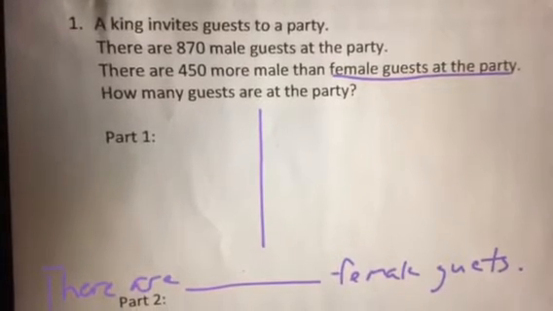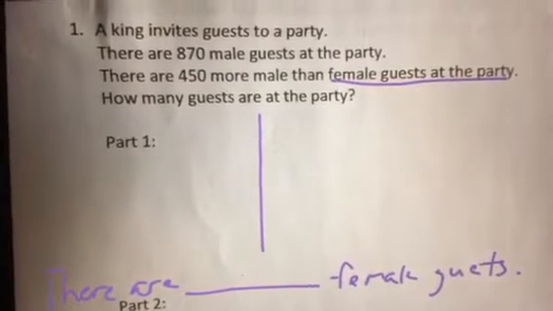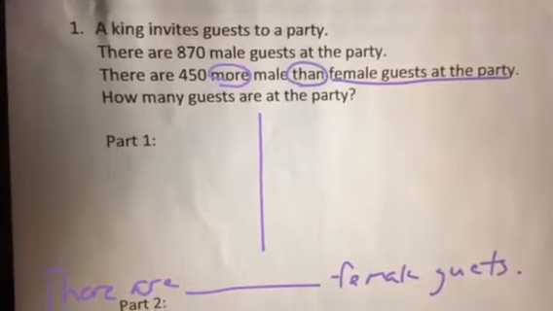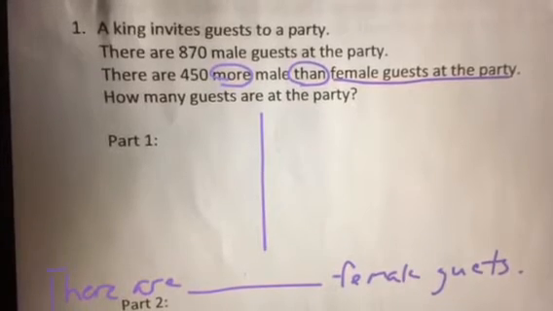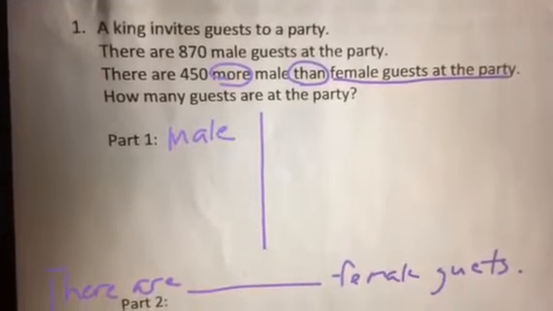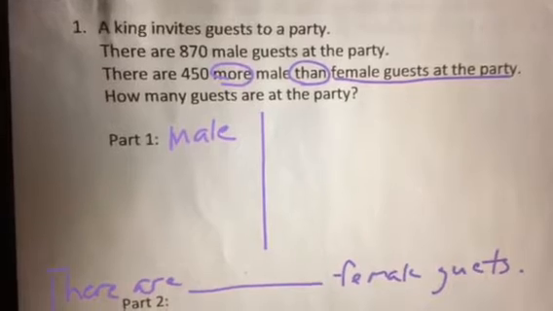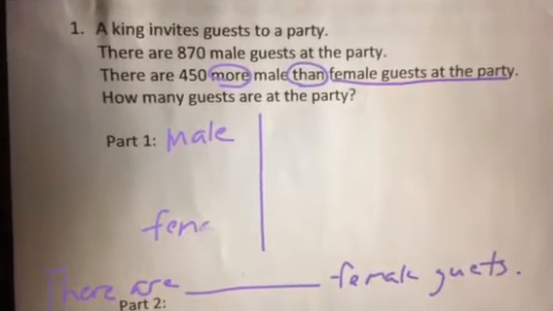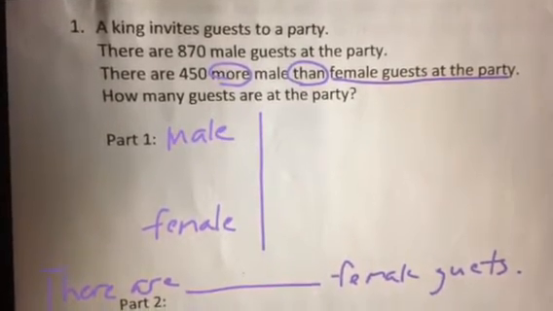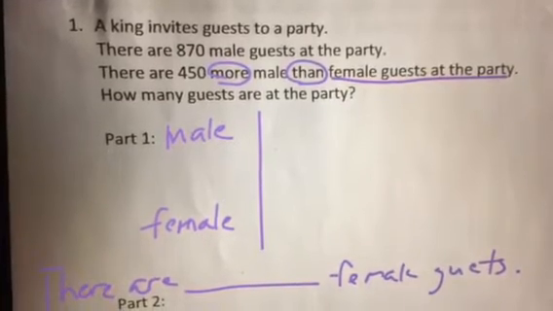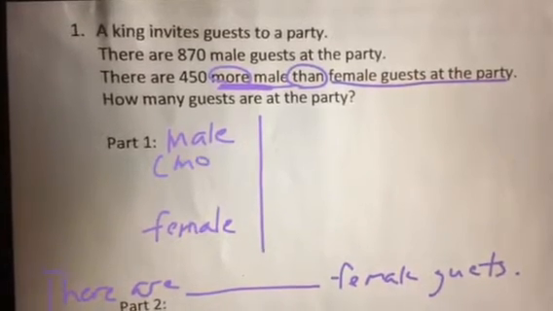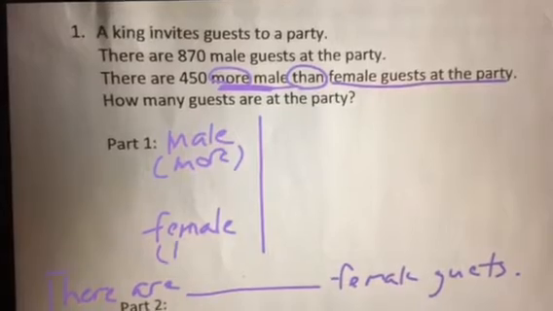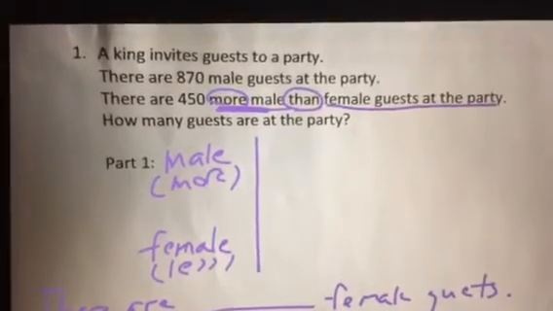Who or what is the problem about? Well, we're comparing because you saw the keywords "more than." So what was mentioned first? Male, which are boys. And then the second mention were the female, which were the girls. And who has more and who has less? Well, it says more male. So let's write more here and less here.